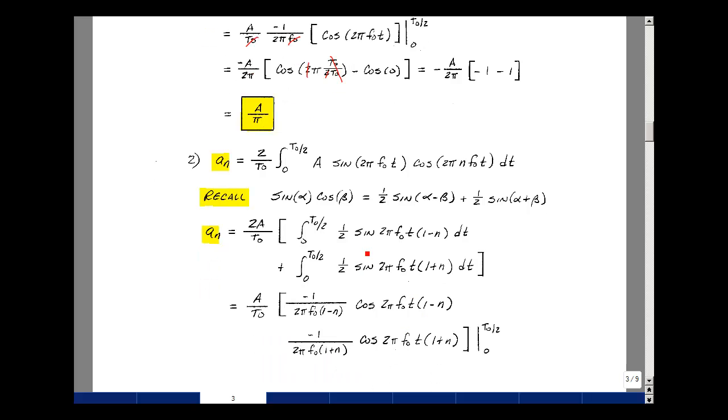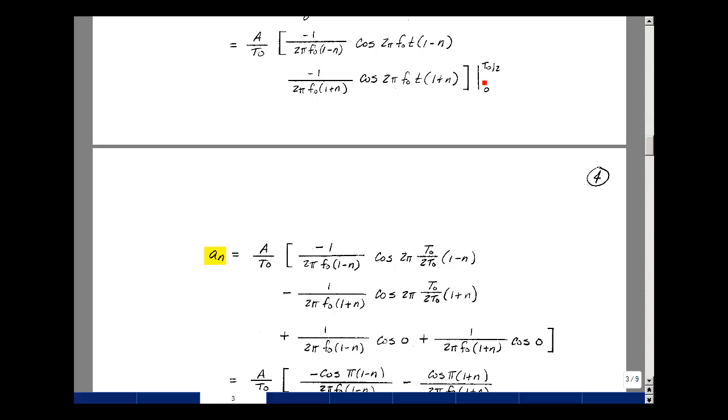The integral of a sine is equal to minus 1 over the argument times the cosine of that argument. I get a minus 1 divided by 2 pi f0 times 1 minus n, and then times the cosine of this argument, 2 pi f0 t times 1 minus n. And then for this term, likewise, I have a minus 1 over 2 pi f0 times 1 plus n, and the cosine of this argument, 2 pi f0 t times 1 plus n. I also have a 1/2 I can pull out in front, and that will cancel with the 2 that I have here, leaving A over T0. I can evaluate my integral at the upper limit minus the lower limit.